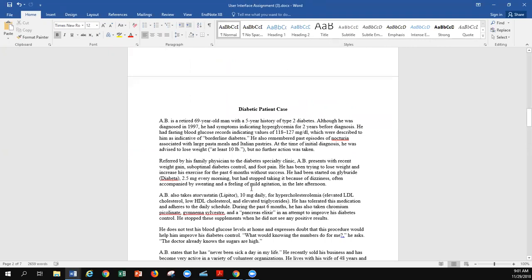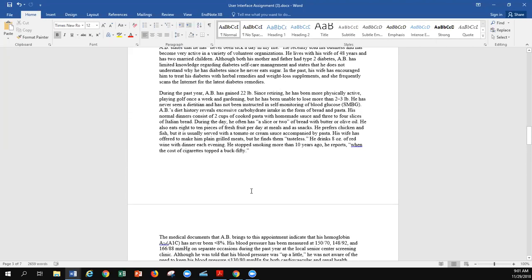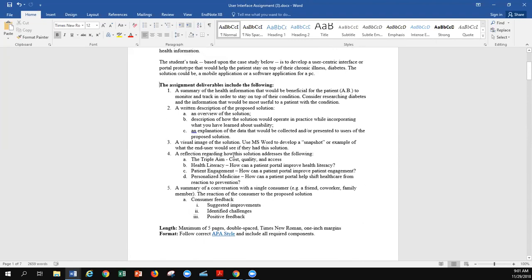And so you want to definitely read through this report and gain an understanding of the patient's condition and what they're going through. So after you do that, the first thing that you need to do is provide a summary of the health information that would be beneficial for the patient to monitor and track in order to stay on top of their diabetes and the issues surrounding that condition. You may want to do a little research on diabetes and the information that would be the most useful to a patient with this condition.